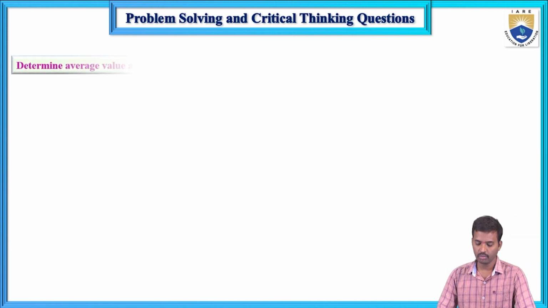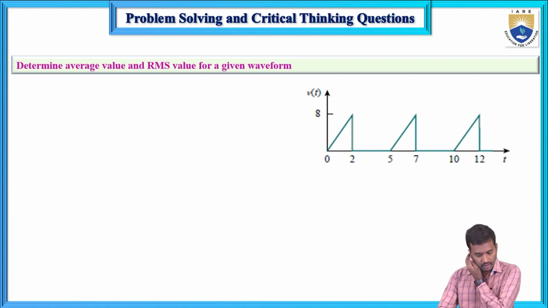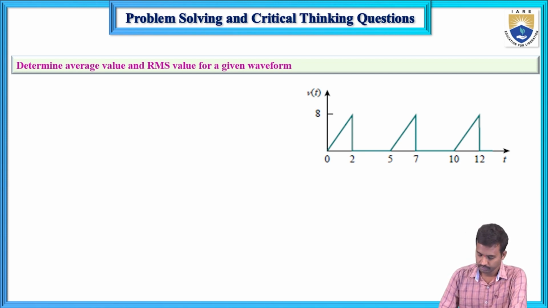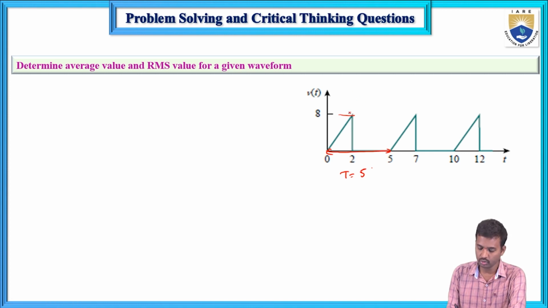So now the next problem. Now this is important. What is the time period here? This is the time period. Time period equals 5, and the maximum value is 8. So this point is (2, 8), and this one is (0, 0).